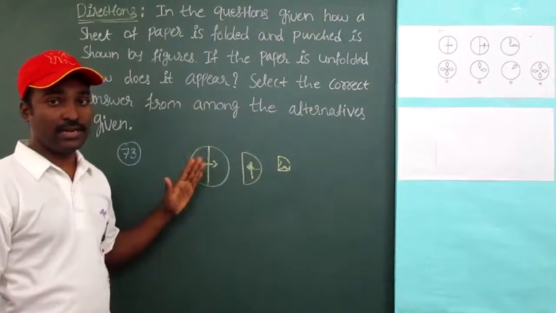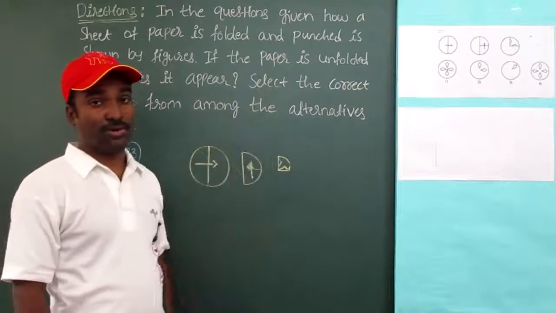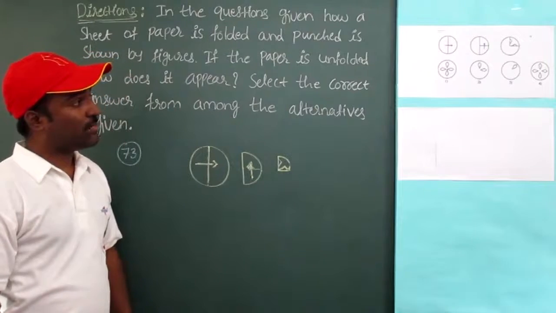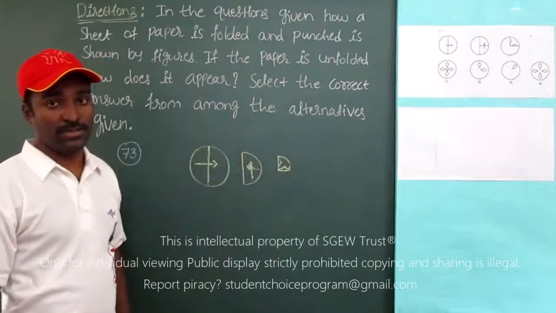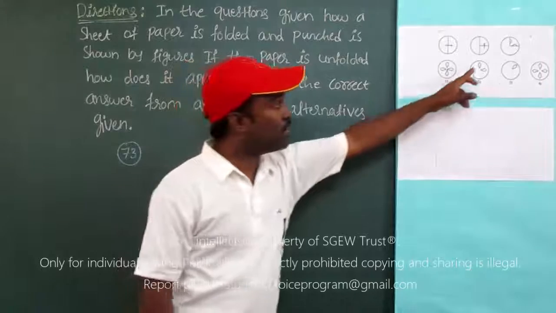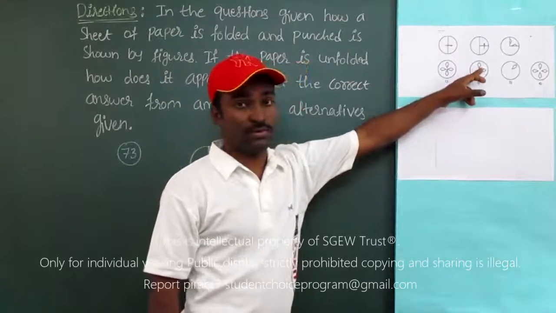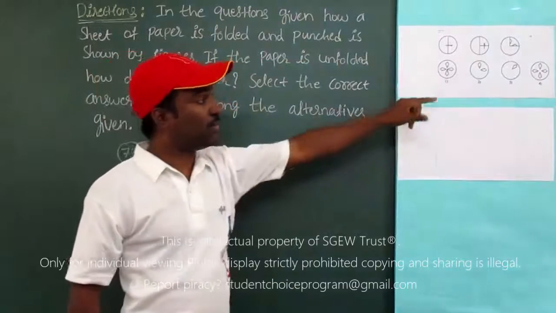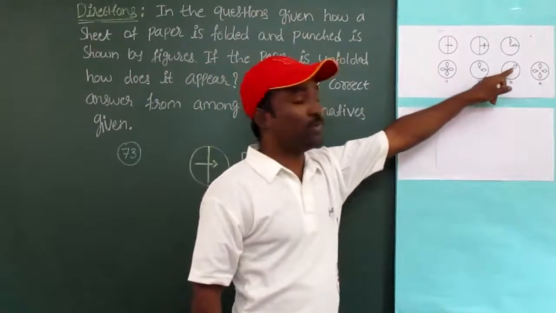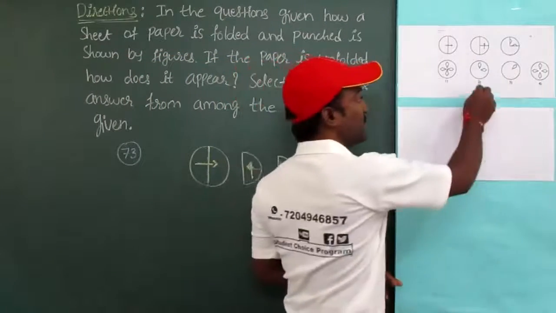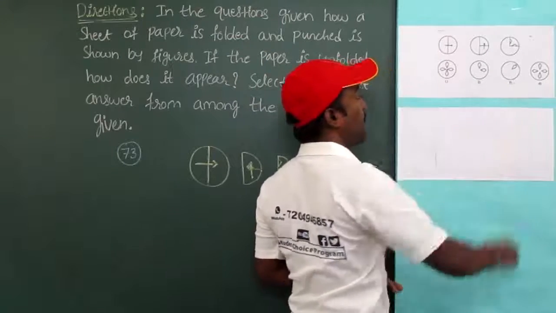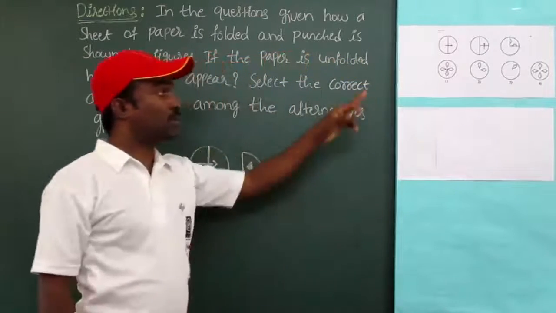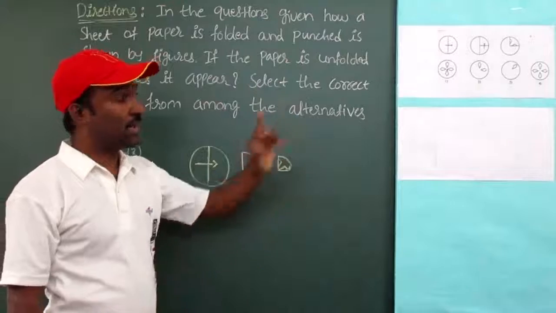Using this idea, I can eliminate some of the options. So you can eliminate the second and third options. In the second option, I am having only 2 holes, but I should get 4 holes. In the third option, I am having only 1 hole. So these 2 options are wrong. Now coming to the first and last option.